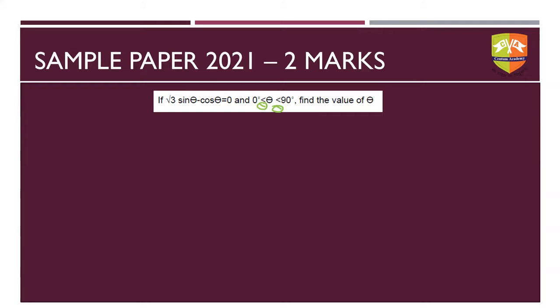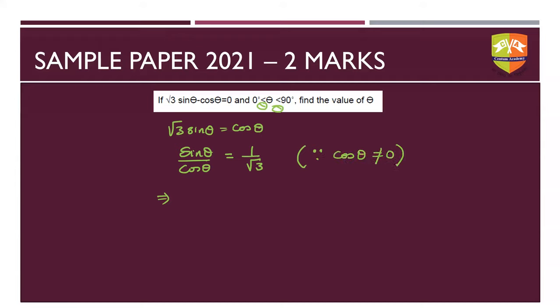Okay, so root 3 sine theta minus cos theta is 0. Find the value of theta, very easy again. So how would I write it? I would have written it as root 3 sine theta is equal to cos theta. Hence, now what do I say? I say sine theta upon cos theta is equal to 1 upon root 3. You can do that in this case, but otherwise you can't. Why? Because the reason is cos theta is not equal to 0. So hence, you can divide the equation by cos theta.